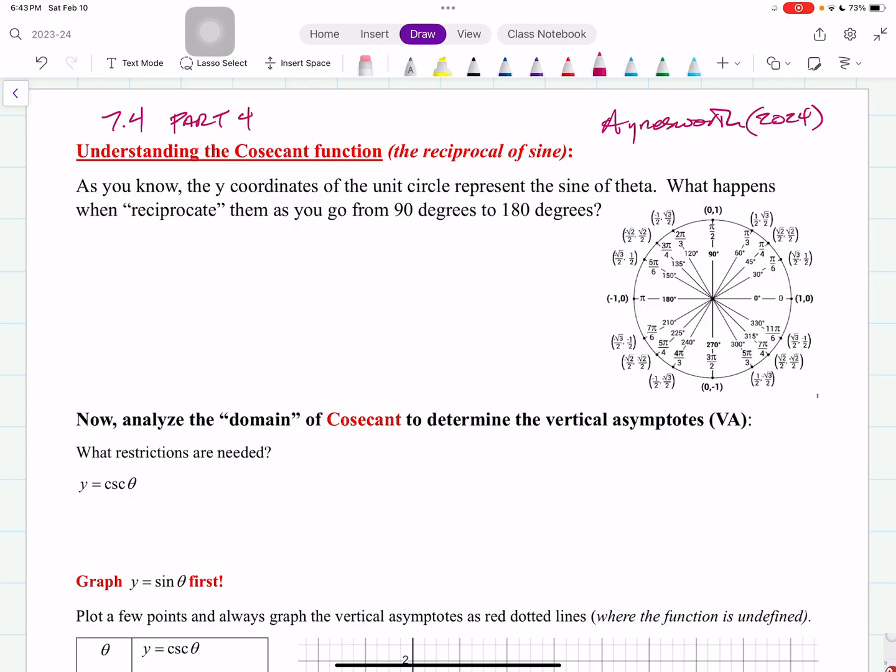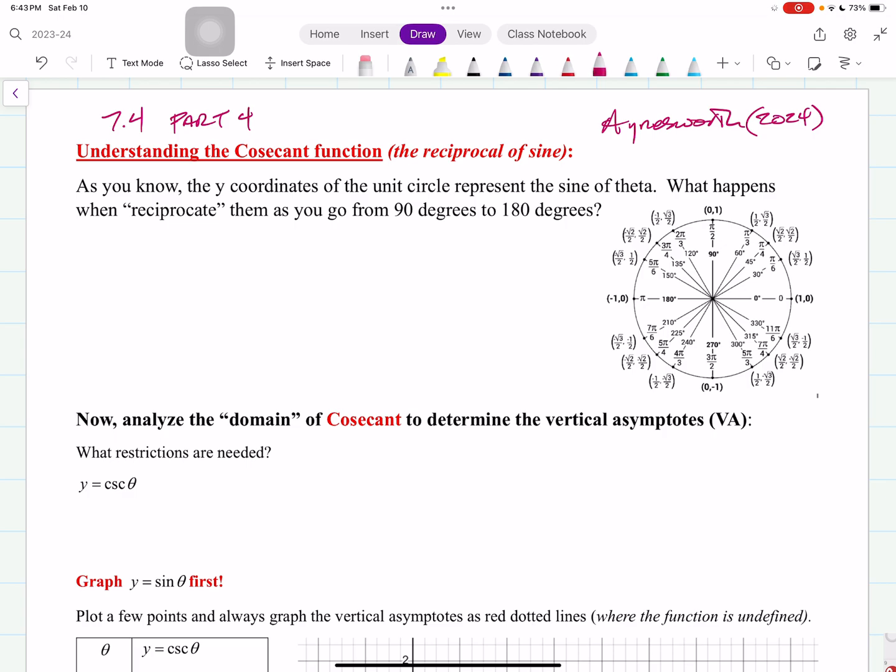This is Mr. Aynesworth again, and we're in part 4 of our series on graphing and understanding the reciprocal functions. In this video, we're going to be talking about the cosecant function, which is the reciprocal of sine. The first thing we're going to do is take the y-coordinates of the unit circle, which represent the sine of theta, and reciprocate them as you go from 90 to 180 degrees. So what in the world does that mean?